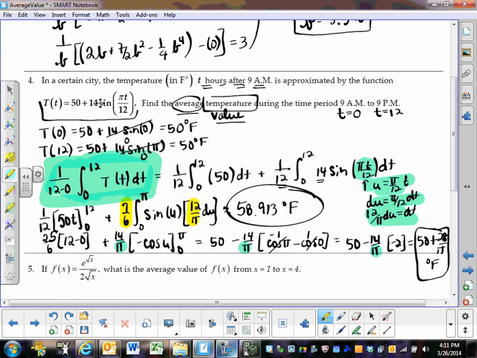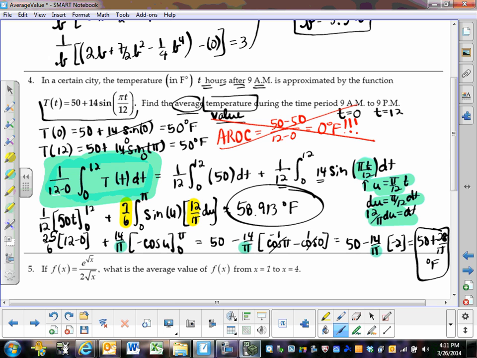I wouldn't even have to copy down the temperature equation if I'd had the calculator problem. Okay, now notice what would happen, just for reference, if you had not done average value but done average rate of change. If my initial temperature is 50 and my final temperature is 50, I would have gotten 50 minus 50 over 12 minus 0. I would have gotten 0 degrees Fahrenheit. That would definitely be a good clue that I didn't do the right thing.